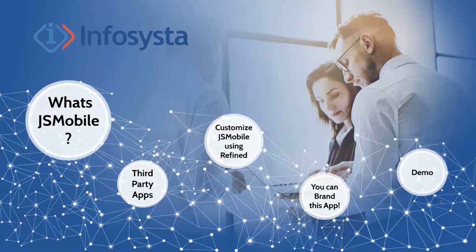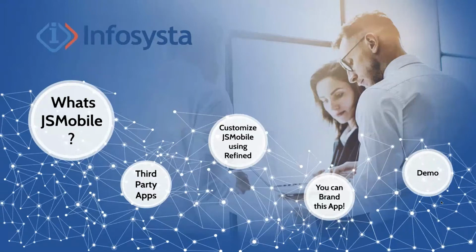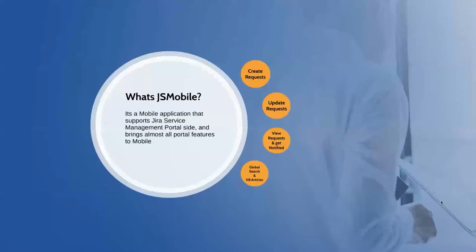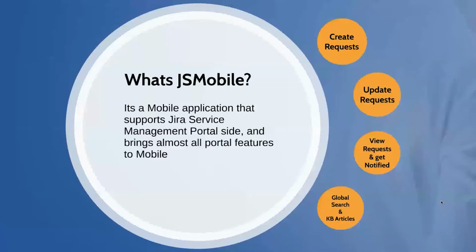What's a JSMobile? JSMobile is a mobile application that supports the portal side of Jira Service Management and brings almost all portal features to mobile. You know that Atlassian has a portal application where customers can raise requests, so the support team, agents, or any other parties from the operation team can respond from the internal Jira side.